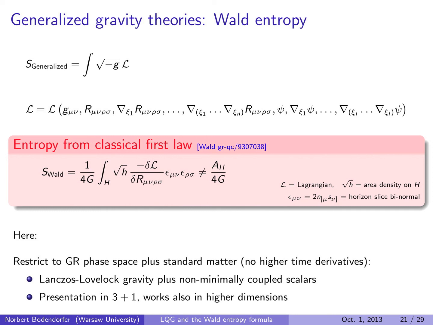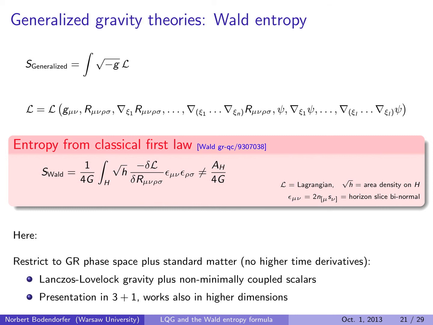So here in this talk, I can't consider all generalized theories of gravity for technical reasons. What we are considering here is theories which can be written on the phase space of GR plus standard matter. And this essentially tells us we don't have higher time derivatives which would enlarge our phase space. The class of such theories is given, for example, by Lanczos-Lovelock gravity, plus, for example, non-minimally coupled scalar fields. And the presentation I'm going to make here will be in the context of 3+1 dimensions for easier recognizability. However, it also works in higher dimensions.